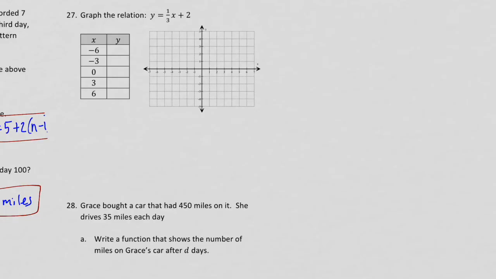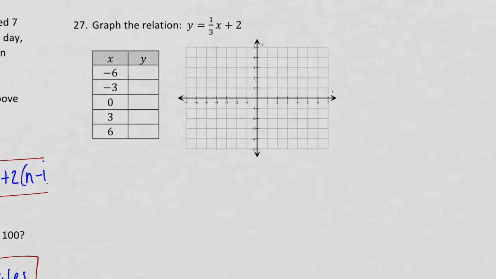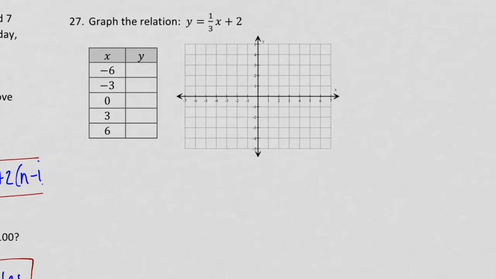27. Graph the relation y equals 1/3 x plus 2. To graph a relation, what we said is make a table every time, plug in some values. Notice that they already plugged in some values for us, so all we have to do is get the outputs to see what they gave us. Okay, so we're going to plug in -6, -3, 0, 3, and 6 in there. Here we go. Starting with -6.